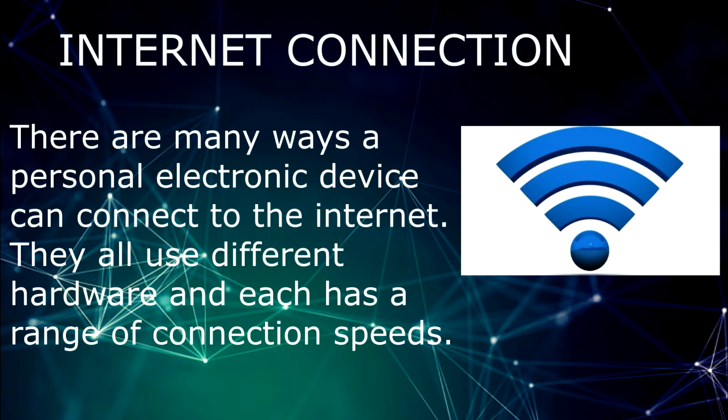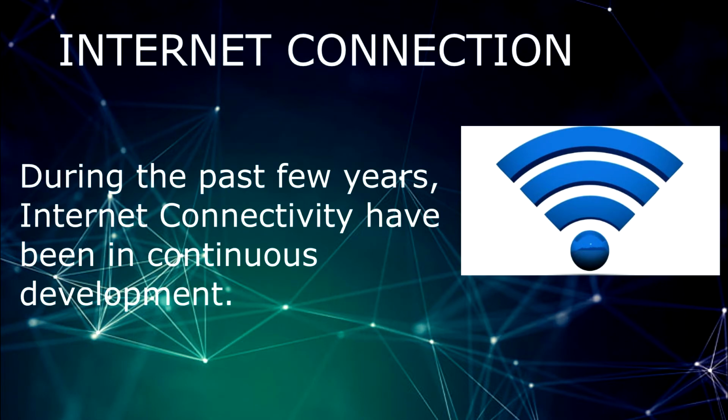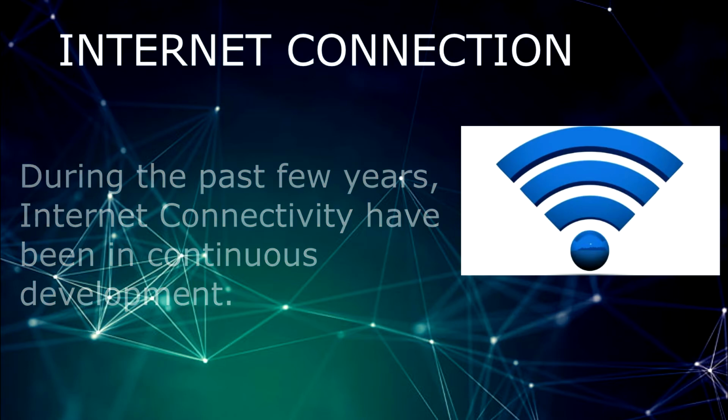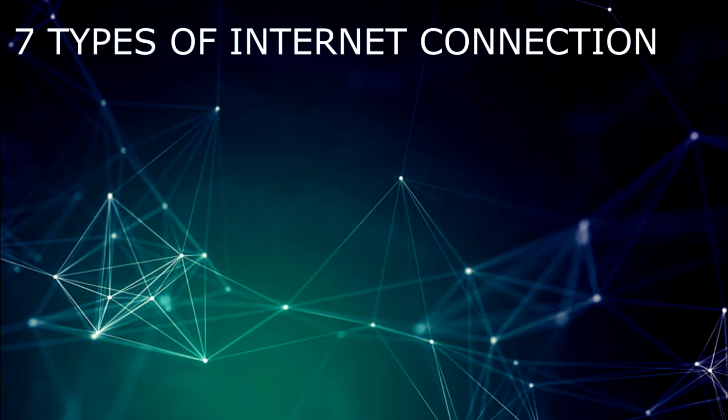Internet connection. There are many ways a personal electronic device can connect to the internet. They all use different hardware and each has a range of connection speeds. During the past few years, internet connectivity has been in continuous development. There are 7 types of internet connection.